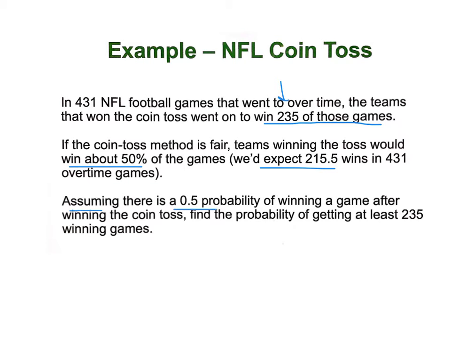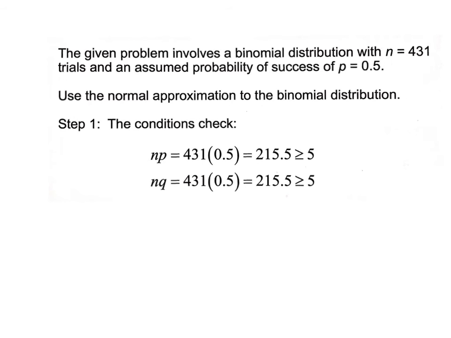Assuming there's a 0.5 probability of winning a game, that means there's also a 0.5 probability of losing the game. Find the probability of getting at least, that's the key word, at least 235 winning games. First thing, check n times p and n times q. Well, n is 431, p is 0.5, which also means q is 0.5. Multiplied it out, got 215 both times, which is both bigger than 5, so step 1 is good.